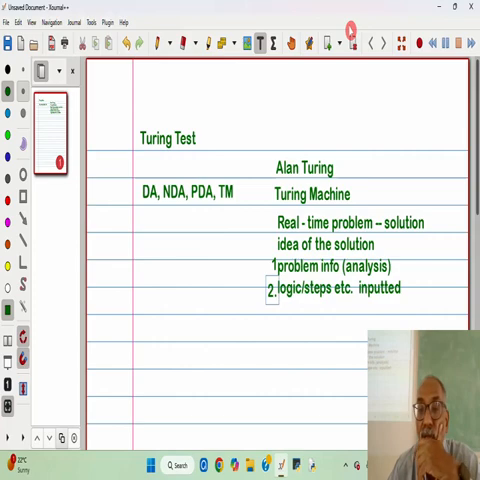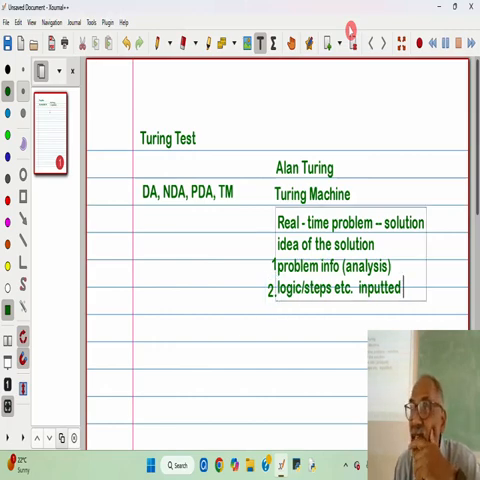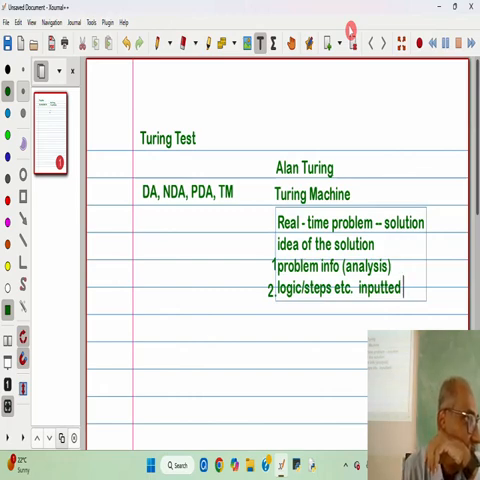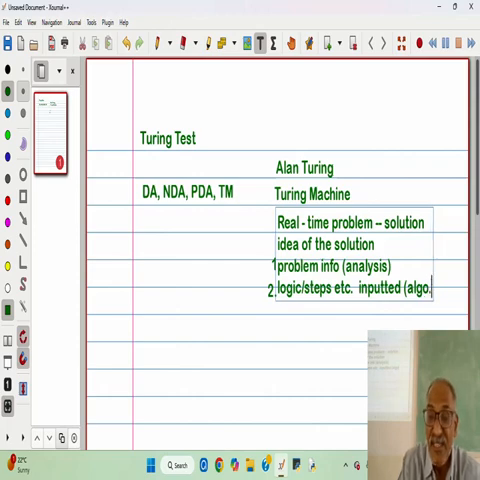Now my question here is this. This logic or the steps I said that would be inputted, from the computer science point of view, what can this be called as? So this is nothing but the algorithm. Because the steps of the solution, it is nothing but the algorithm. Are you with me?